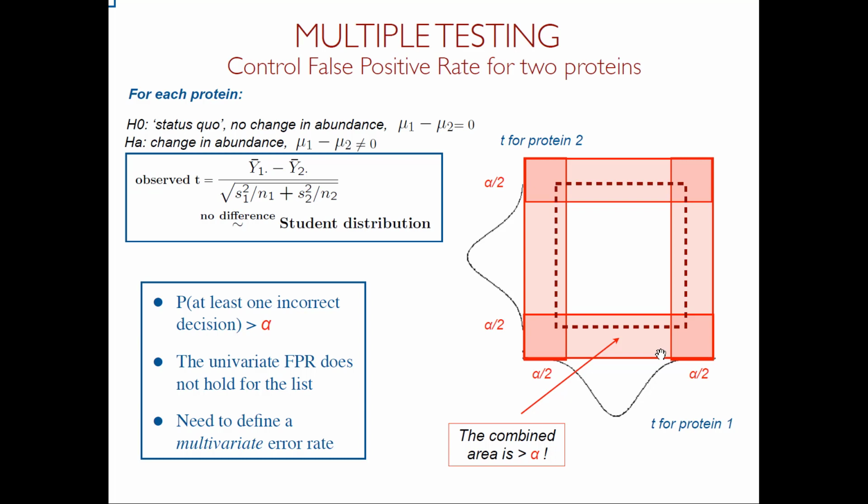And this is exactly what is done, and this is state of the art, except that how exactly we define this dashed line depends on the method, right? And you probably have heard about the Bonferroni approach, which takes alpha and divides by the number of proteins. And this will control the area outside of the dashed line, except that this becomes super conservative.